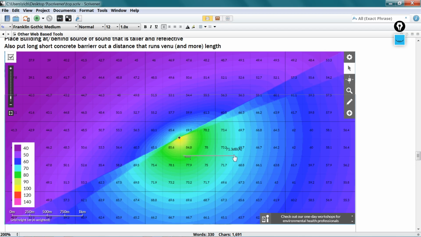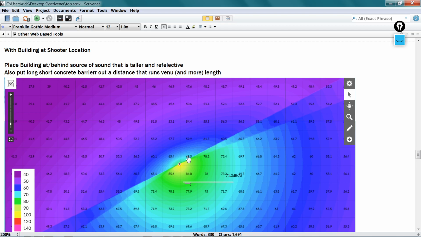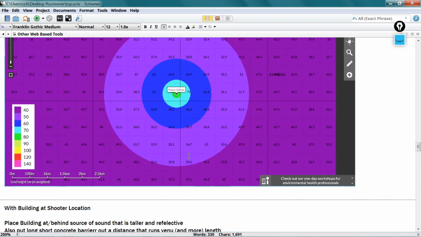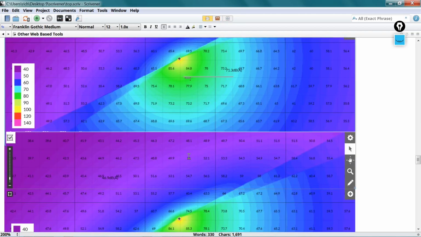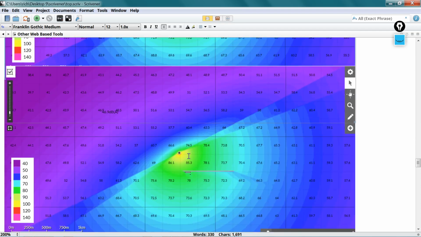Okay, but this barrier out there has no effect. This was at 100 meters, right? Come on, Richard. Well, we'll find out in the next one. Yeah, that was at 100 meters.